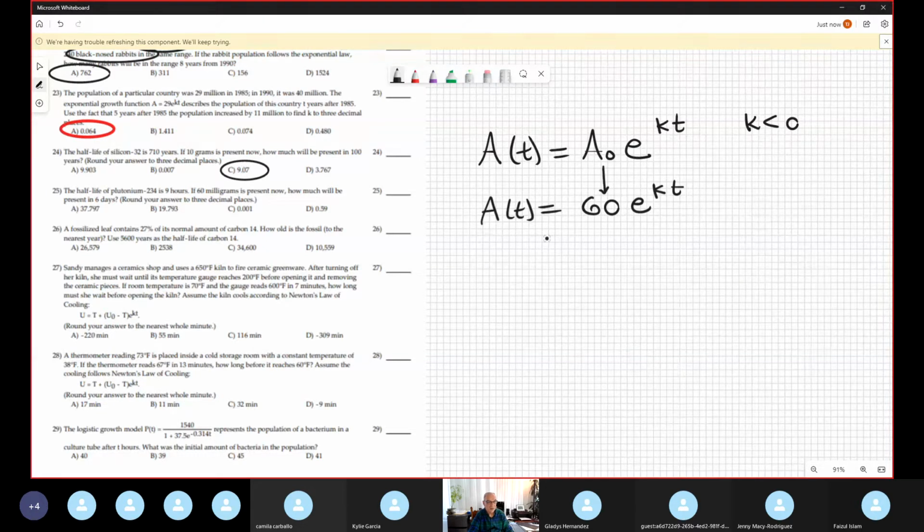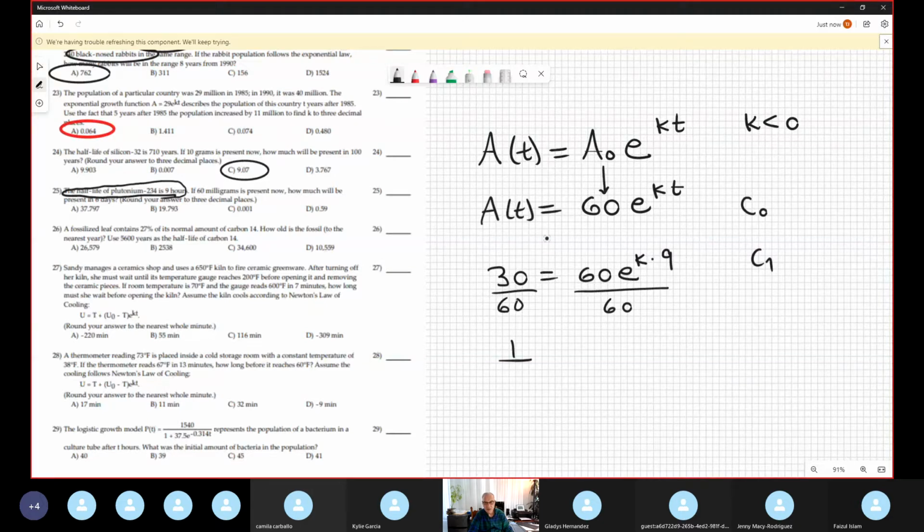Now the half-life: we have the half, and half of 60 is 30. So for condition 1, this was condition 0, but condition 1 is 30, equal to 60 e to the K, and the time it happened is 9 hours, because it's the half-life of plutonium. The only unknown in this problem is K. So divide by 60 on both sides: it's 1/2. Always 1/2 because it's a half-life.